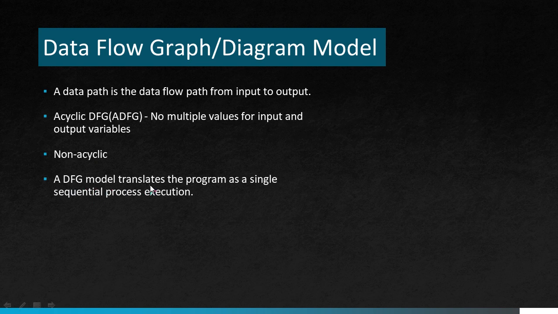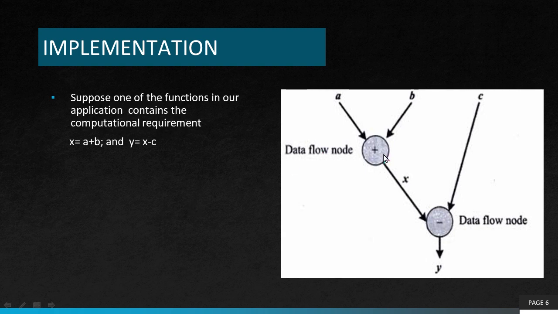Then a DFG model translates the program as a single sequential process execution. So a single sequential process. What is a sequential process? A step by step process in which steps depend upon each other. So here we can see this was the first step, this was the second step. The second one depends upon the first one because the first one's output is fed as the input of the second step. So this is dependent and this is sequential, that is first step then second step, like that.